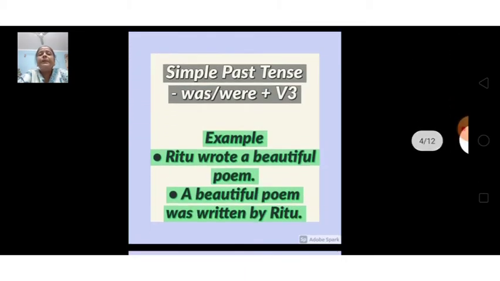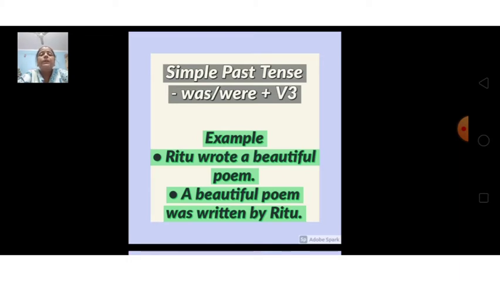Alright, simple past tense. In simple past tense, what are the forms of be? Was, were. Was is used with I or singular nouns and were is used with plural nouns along with the third form of the verb, means past participle form.